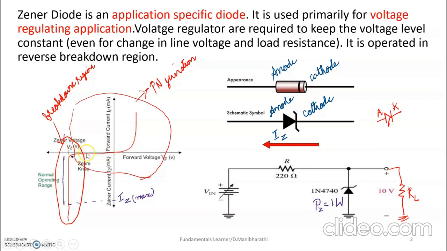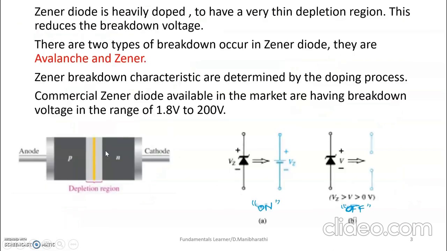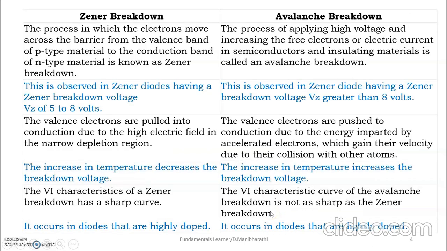But in this region, no current is flowing at all. Though it is reverse biased, no current is flowing at all. So I can say in this region it is in the off state. In the off state, no current is flowing, so I make it an open circuit. So when the voltage is less than VZ, I can say it is in the off state. When it is greater than VZ, I can replace the Zener diode with VZ, that's a battery symbol. I can say it is in the on state.